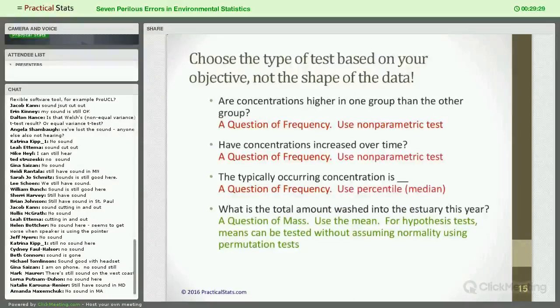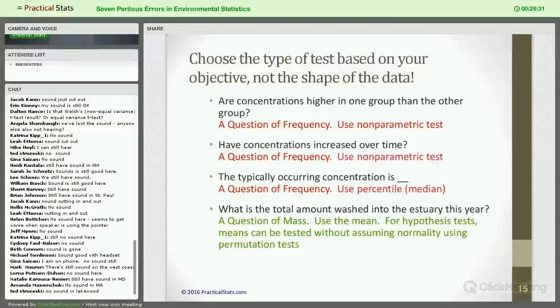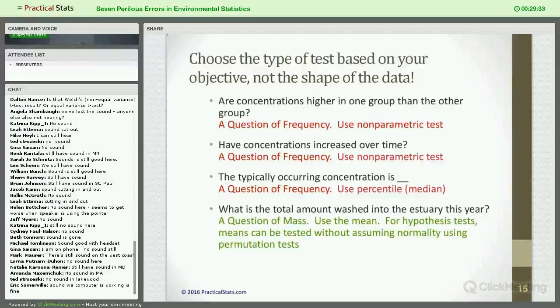So, choose the type of test based on your objective, not on the shape of the data. If concentrations are to be tested that they're higher in one group than the other, that's a question of frequency. Do I see in one group a higher frequency of high values than the other? Then use a non-parametric test. That's exactly what it tests for.